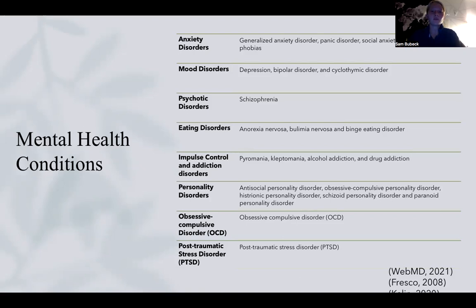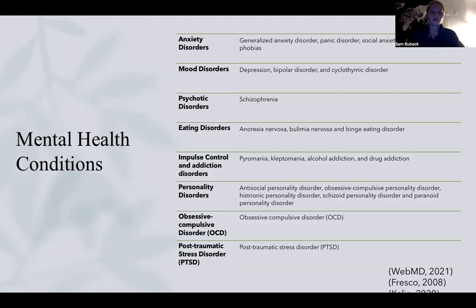We, in addition, have mood disorders that include depression, bipolar disorder, and cyclothymic disorder. Many people misunderstand, and they do include depression and anxiety in the same realm, though they are completely different disorders. In addition, we have psychotic disorders. The main one is schizophrenia, though there are others included. Eating disorders are also mental health conditions. Anorexia nervosa, bulimia nervosa, and binge eating disorder are three of the most common eating disorders.